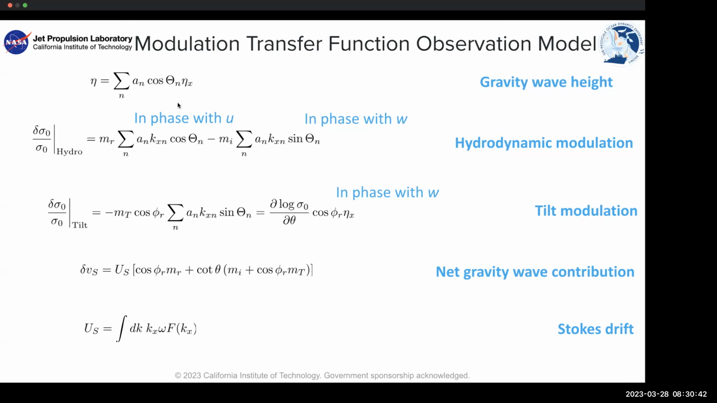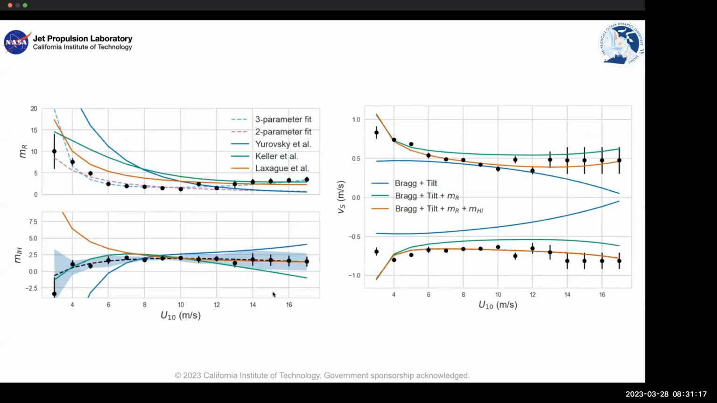And so if you start with a gravity wave that looks like this, you will have modulation due to the hydrodynamic modulation that will have something which is a component in phase with the U component of the wave, and something which is in phase with the W component of the wave. There will be modulation due to tilt, which is only in phase with the W component. And then the total thing will look something like this. And you can make these modulation transfer functions. And from our data, we can make it and compare against historical modulation transfer functions.